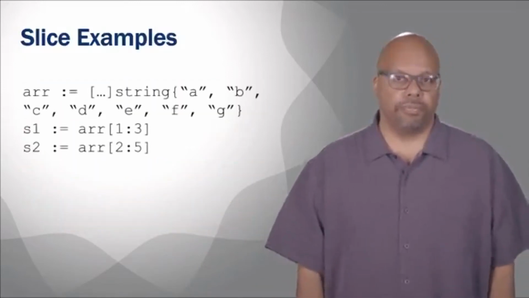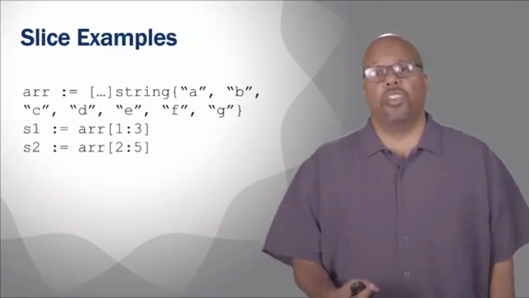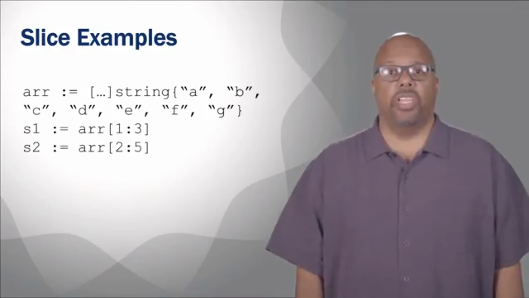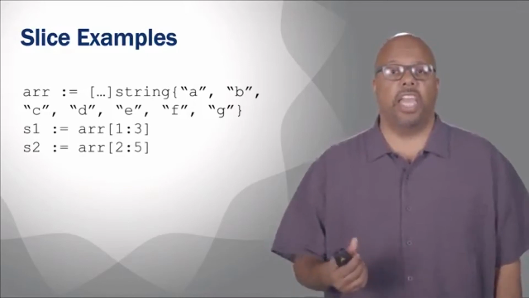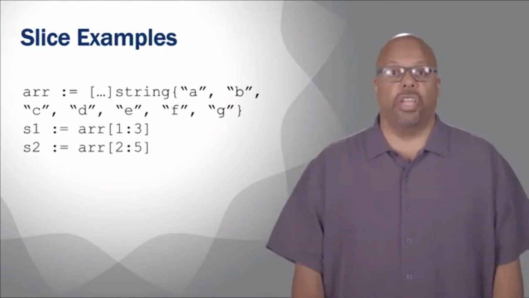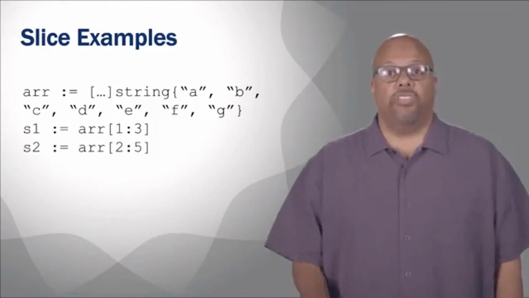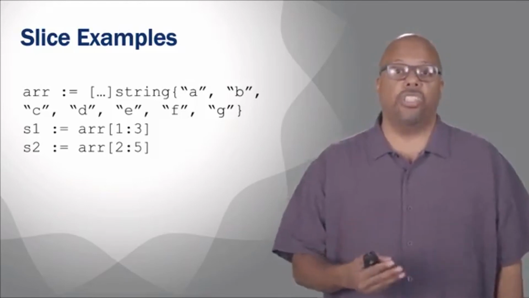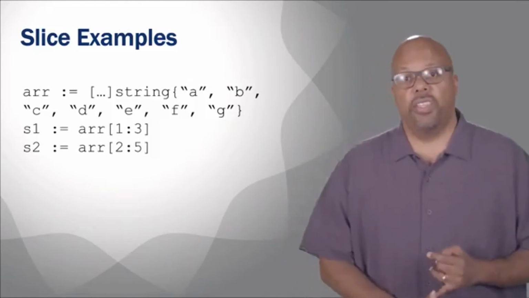So let's look at an example to see what I mean by these things. Slice example. So first we start with the underlying array. We've got this array. We define it with this literal, it's got, let's see, A, B, C, D, E, F, and G. That's the array. Array of strings. Now, then we define two slices on this with that array as the underlying array, S1 and S2. Now, here's how we define these slices.